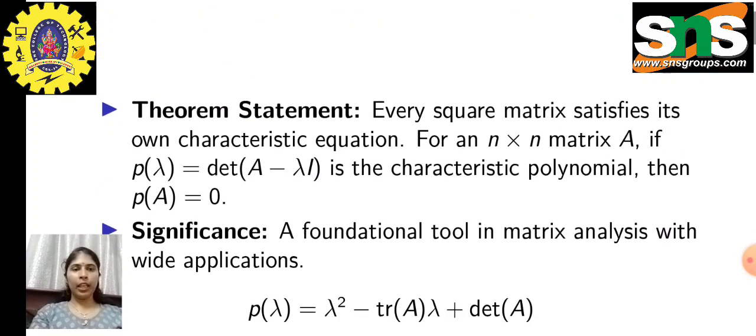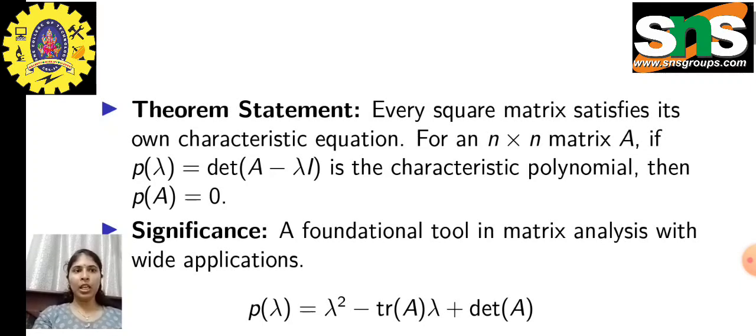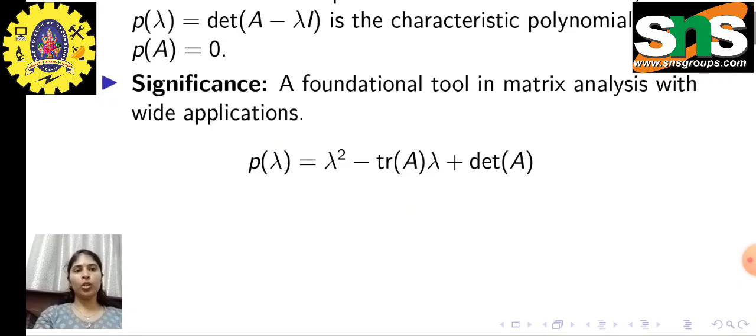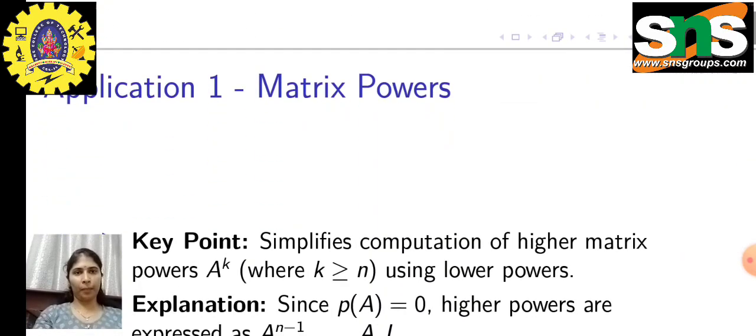The Cayley-Hamilton Theorem states that every square matrix satisfies its own characteristic equation. For an n by n matrix A, if P of lambda equals the determinant of A minus lambda I is the characteristic polynomial, then P of A is equal to 0. Significance: a foundational tool in matrix analysis with wide applications. For a 2 by 2 matrix, P of lambda equals lambda square minus trace of A into lambda plus determinant of A.